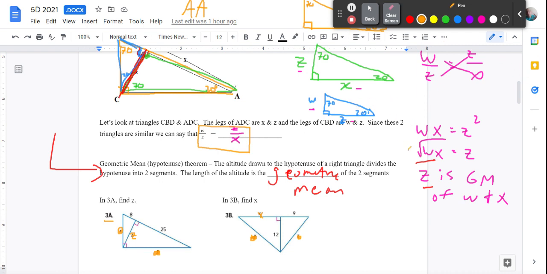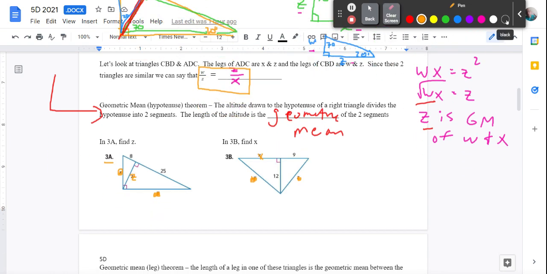So if we were to look at one quick example right here, let's say we have a right triangle, and we have our altitude. I'll call it Z. Now let's say we have this hypotenuse right here. It gets divided into two pieces. Let's say it gets divided into 4 and 9. Real simple, 4 and 9.